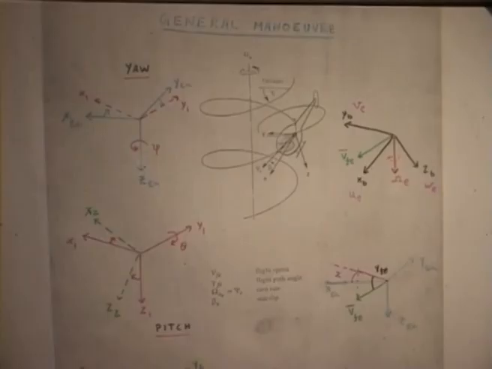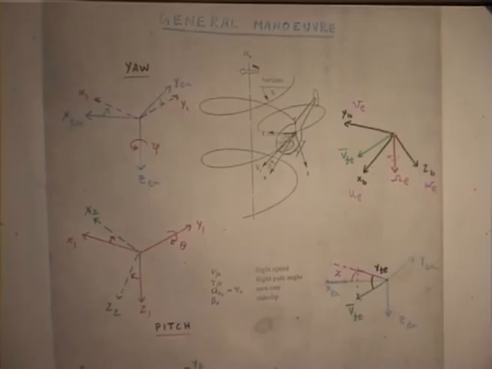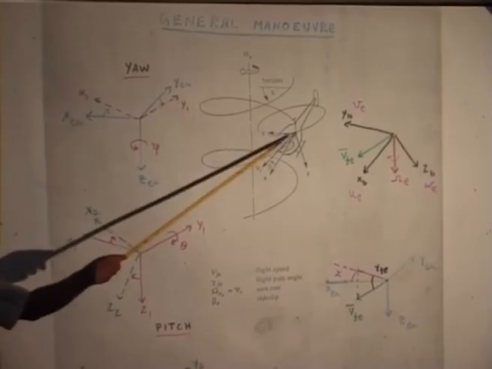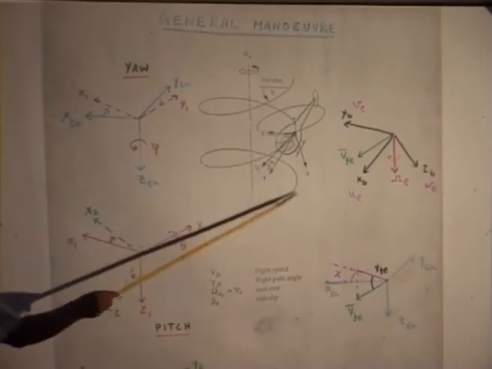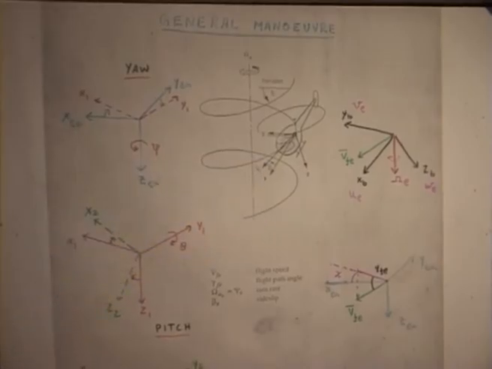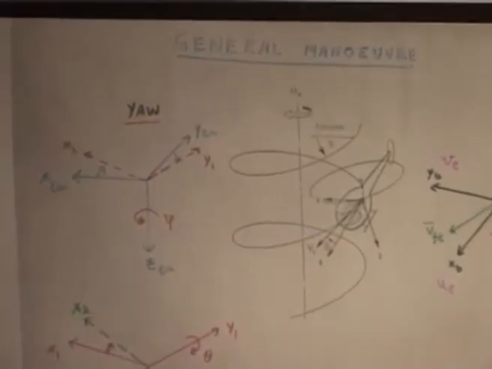This figure is taken from Padfield's book. The kind of maneuver we are talking about is, see, the helicopter goes in a spiraling path, but it can have a side slip also.